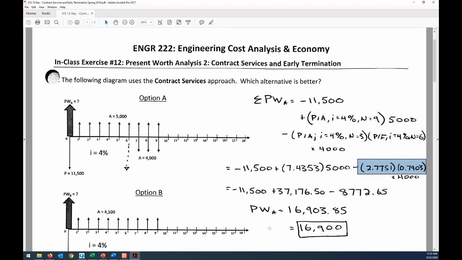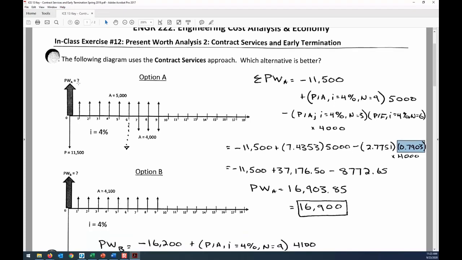So before rounding, I get that the sum of the present worths of that option is $16,903.85. But if I look at these factors, one of them only has 4 digits. And so I'll round off my answer to 4 significant figures. And so that's 16,900. All right, so option A had that 2-step conversion.